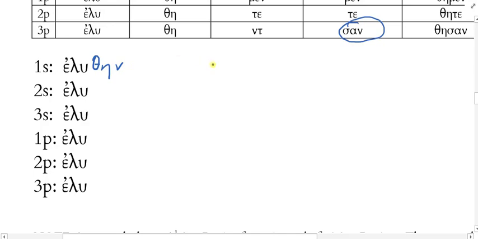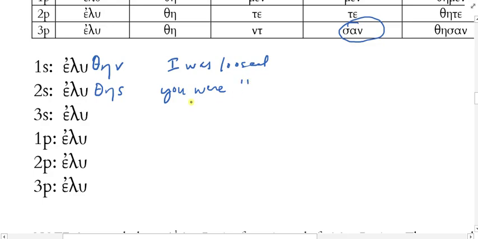Okay, so eleuthane. How would you translate that? I was loosed. Okay, I was loosed. Now, for the second, it's elu, theta, eta, what? Sigma. Good. And we would translate that as you were loosed.